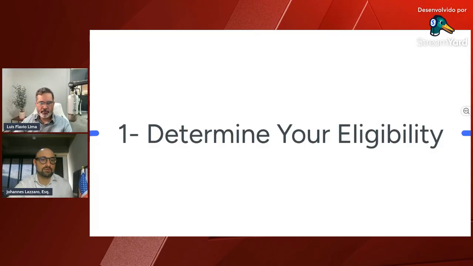Absolutely. Yeah, so that's front and center. It's something that we check in the very beginning, obviously, to make sure someone qualifies for this type of immigration benefit before we discuss everything else that we're going to talk about later on.